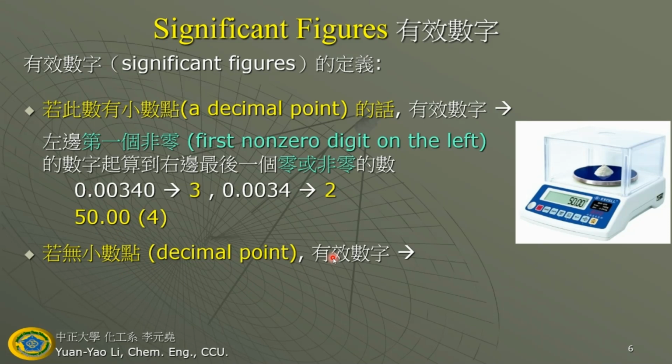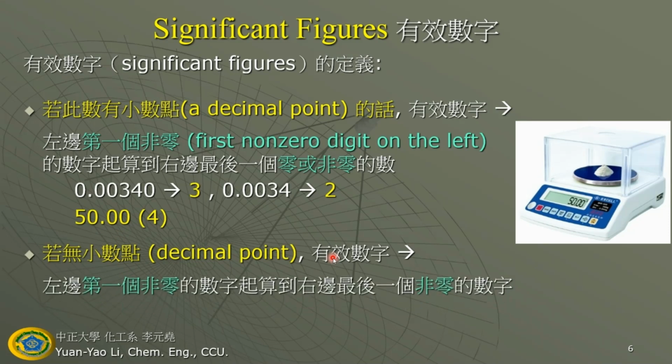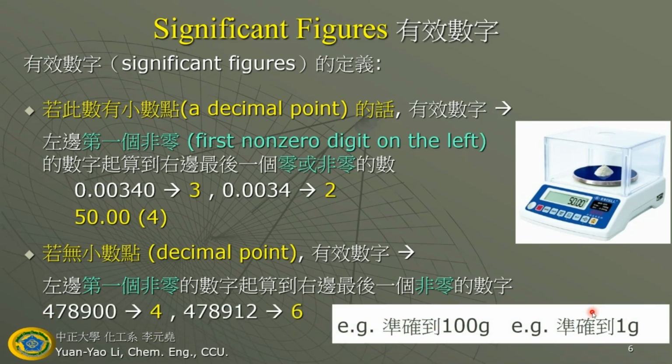Okay, if there's no decimal point, how do you calculate the significant figures? Again, you count from the first non-zero to the last non-zero. So it's non-zero, non-zero. Let me give you an example. So how about this one? 478900. How many significant figures? 4, right? Because you count from the first non-zero. 1, 2, 3, 4. Can you count this? No, you cannot. Why? Because you need to count to the last non-zero number. So this one tells you you have 4 significant figures.